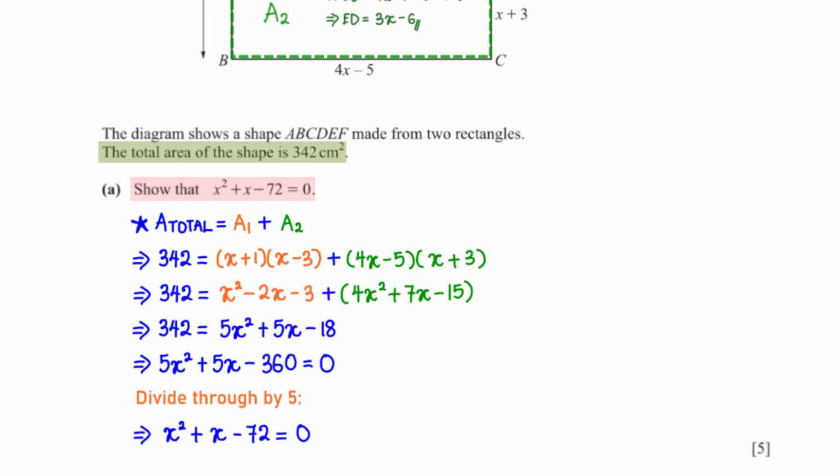When we group like terms, x squared plus 4x squared is 5x squared. Negative 2x plus 7x is 5x. Negative 3 plus negative 15 is negative 18. So now we move 342 to the other side of the equation. Since it's adding, it goes to subtract on the other side of the equation. So negative 18 minus 342 gives us negative 360. And we are left with 0 on one side of the equation. So now we divide through the equation by 5. And this leaves us with x squared plus x minus 72 equals 0.